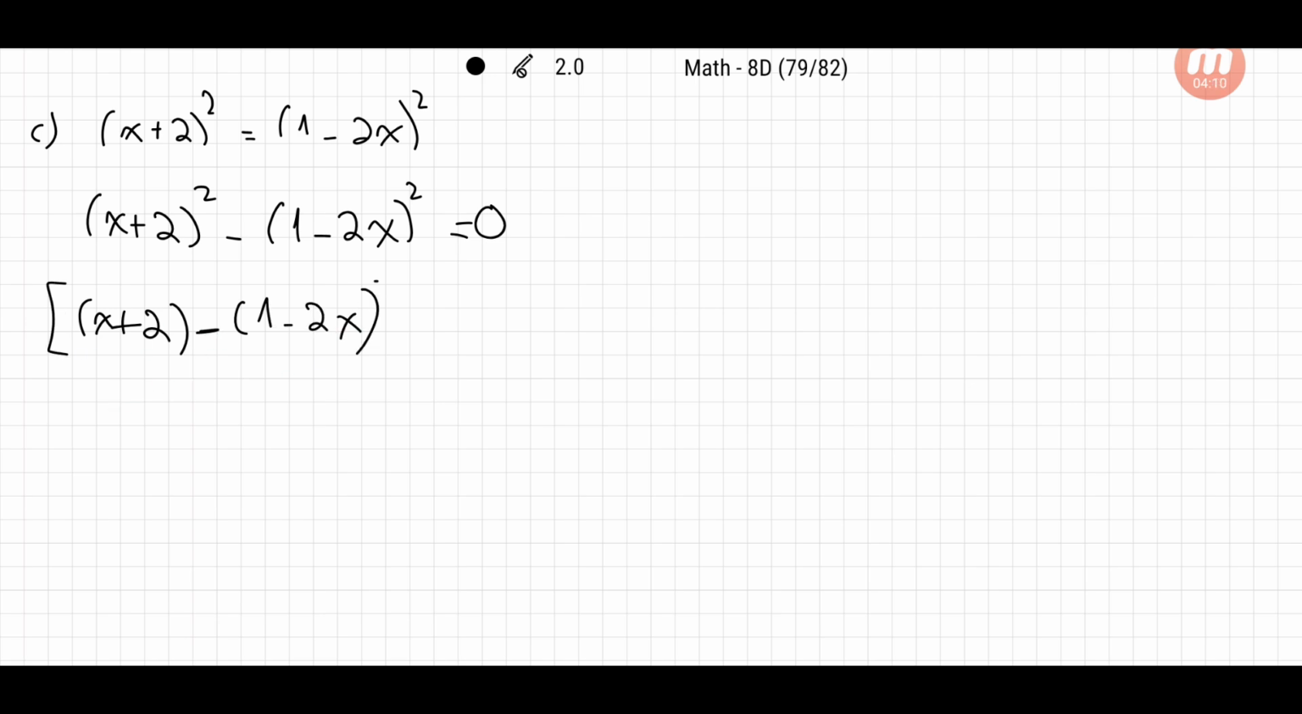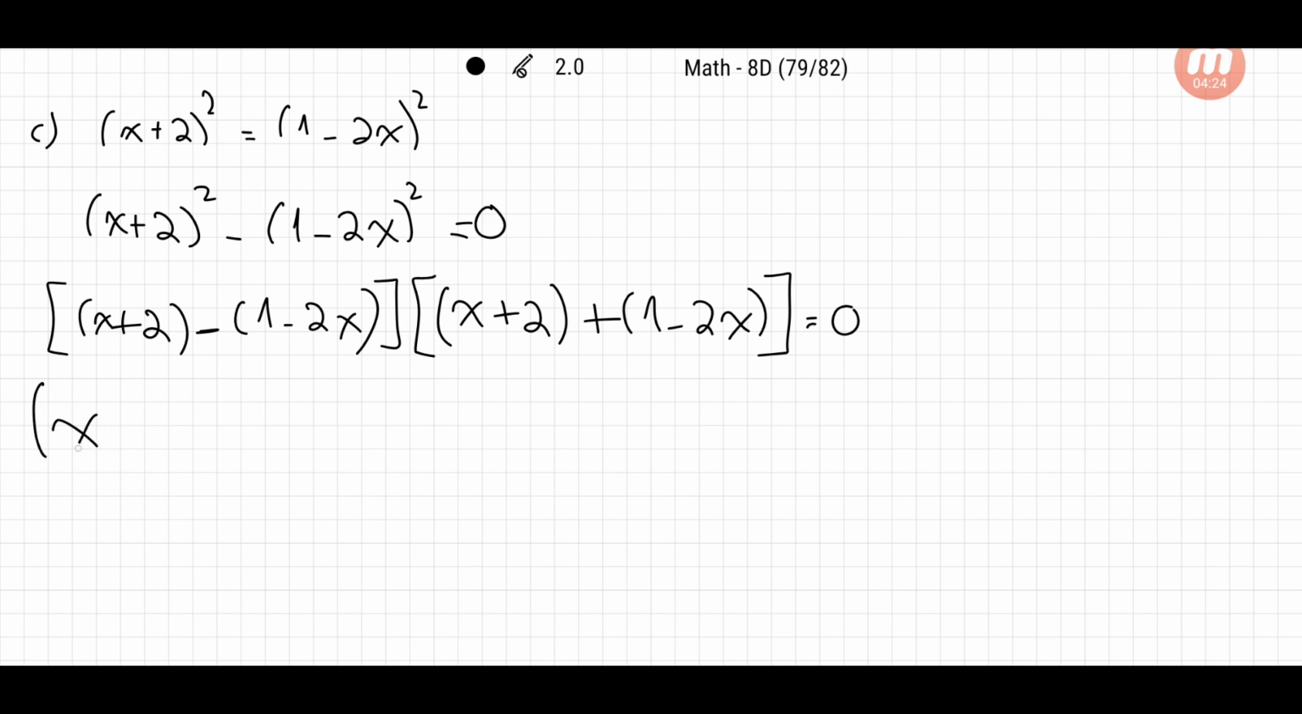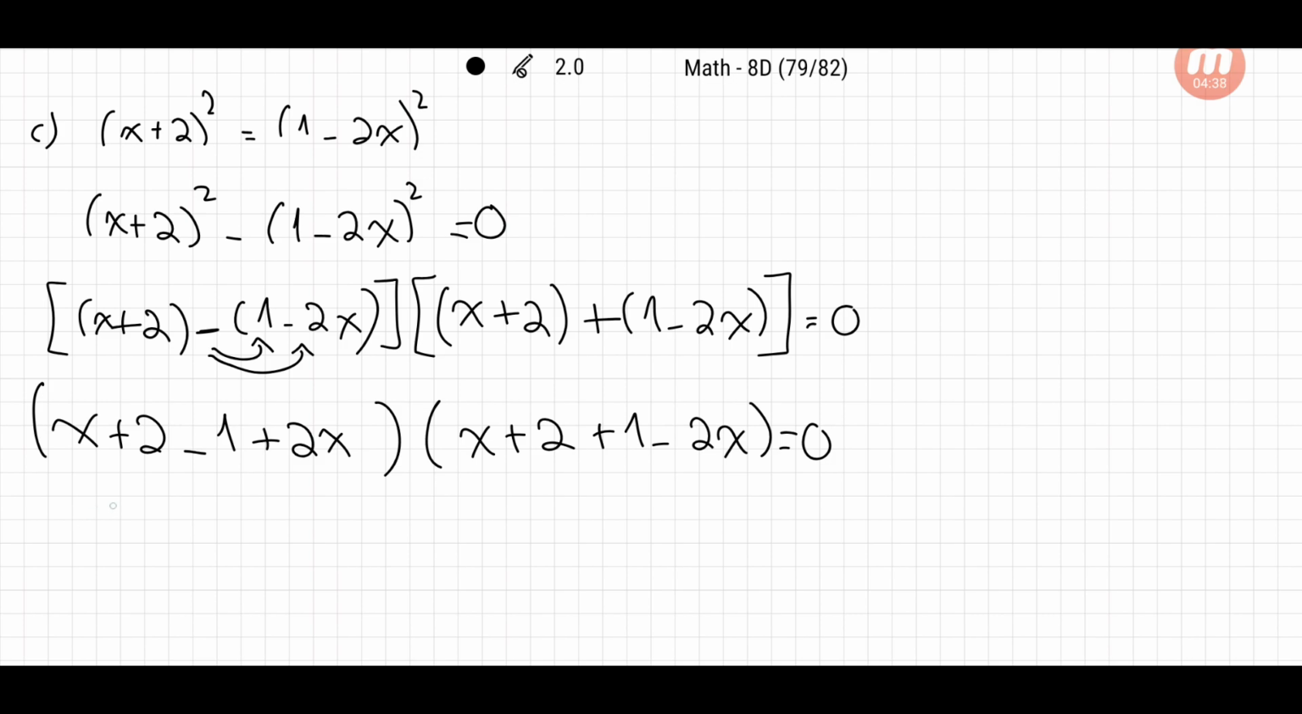Now one time minus and one time plus, so equal to 0. Now I expand in each bracket: (x + 2 − 1 + 2x)(x + 2 + 1 − 2x) equal to 0. Here I have x + 2x, 3x, plus 2 minus 1 is minus 1, and x − 2x is −x, plus 2 plus 1 is plus 3, equal to 0.